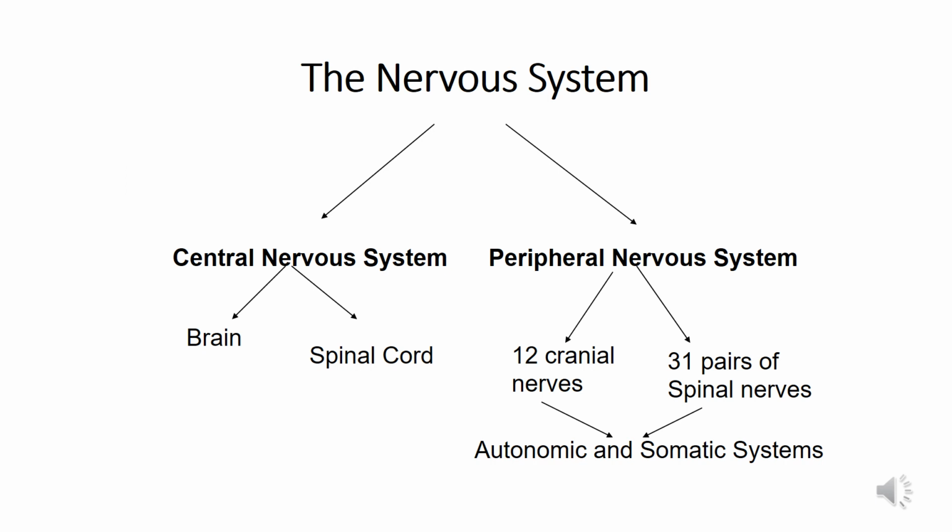This diagram breaks down the nervous system into two sections, the central nervous system and the peripheral nervous system. In the central nervous system, we have the brain and the spinal cord. In the peripheral nervous system, we have the cranial nerves, the spinal nerves, and also the autonomic and somatic systems.